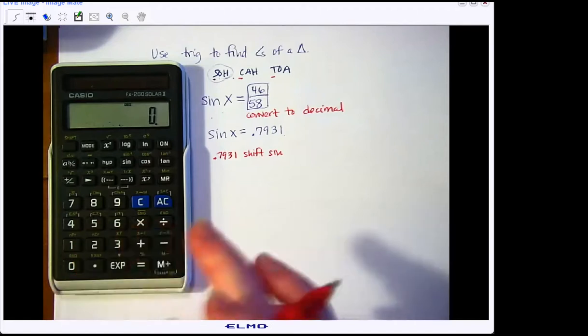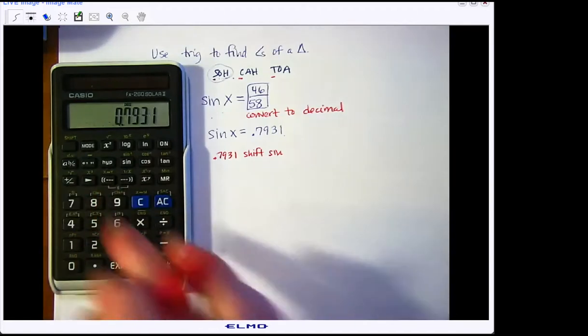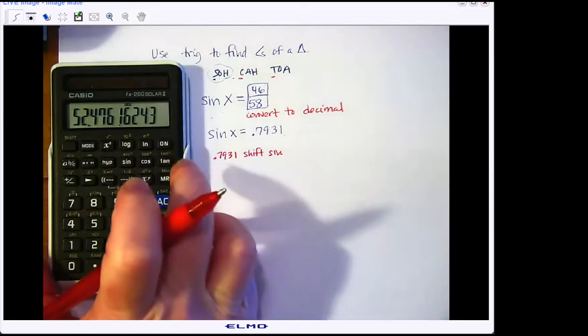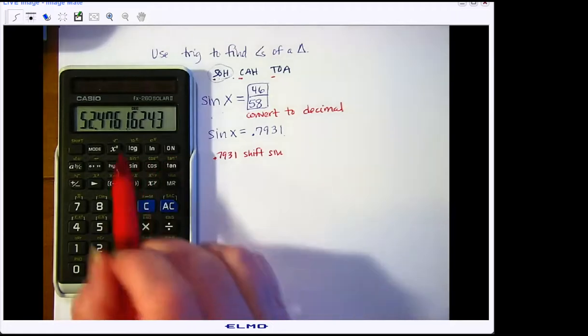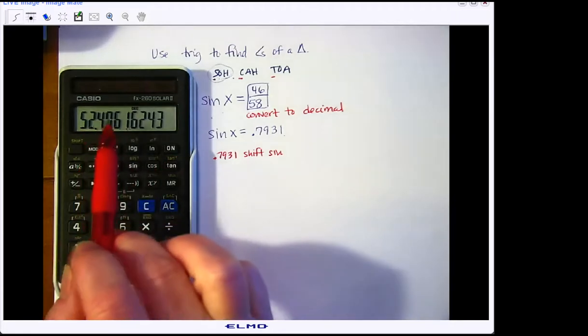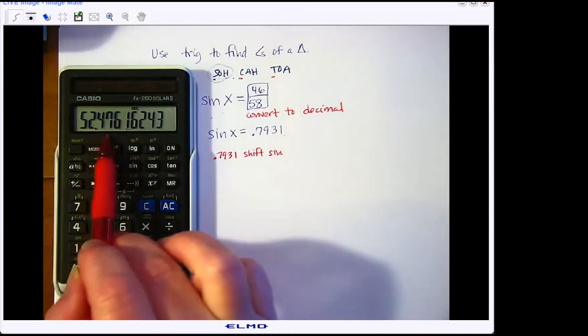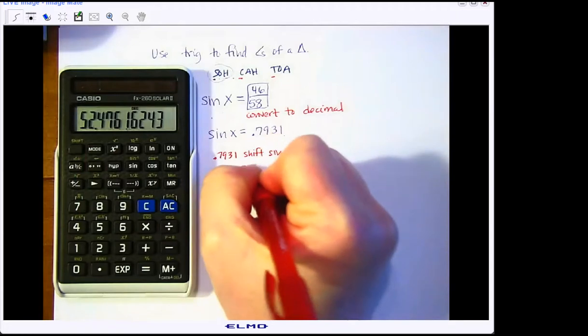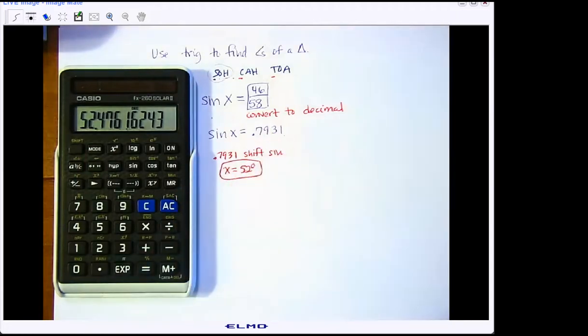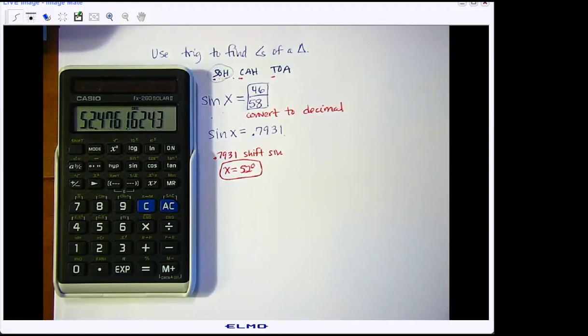So 0.7931 shift sine, and it comes up with 52.47. And we're just going to round it to the nearest one. The 0.47 is less than a half. So our answer, X is equal to 52 degrees, and you're done. Now that took a lot longer to explain it than it does to actually just do the problem. Let's try a few more.